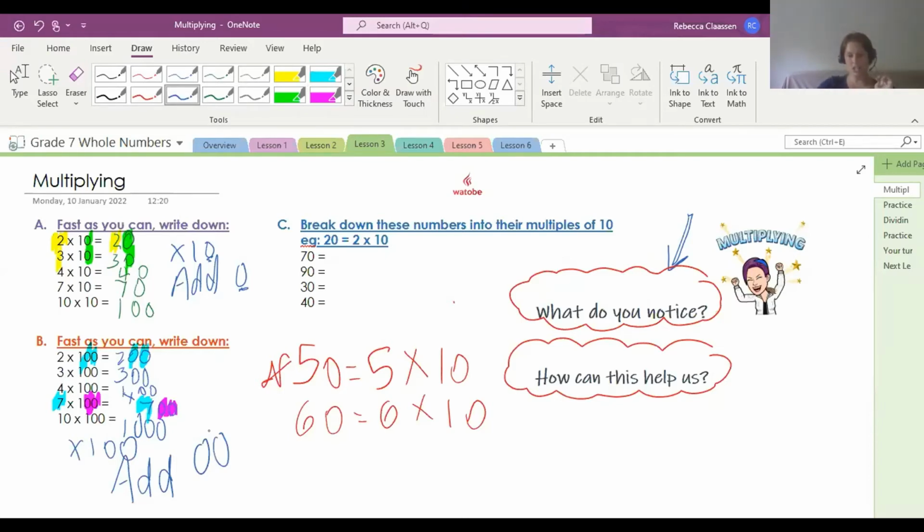Okay, so then the question is, if I was multiplying by 1,000, how many zeros would I add? 3 zeros. And if I was multiplying by 10,000, how many zeros would I add? 4 zeros. Fabulous. Okay. Thank you, whoever that was.